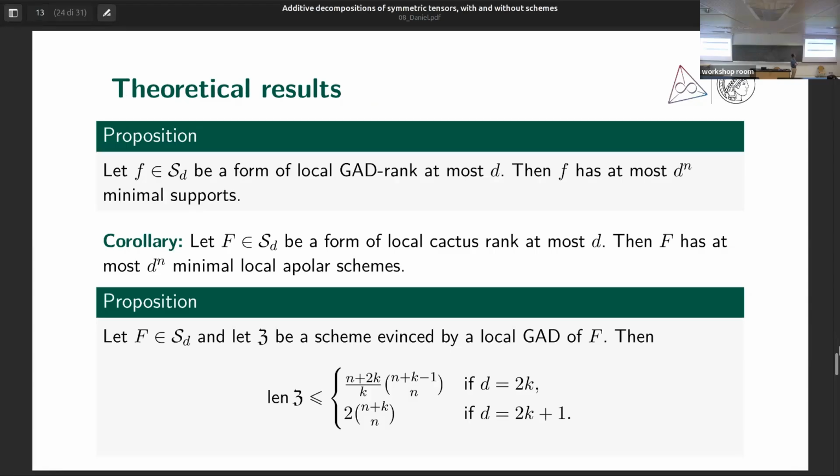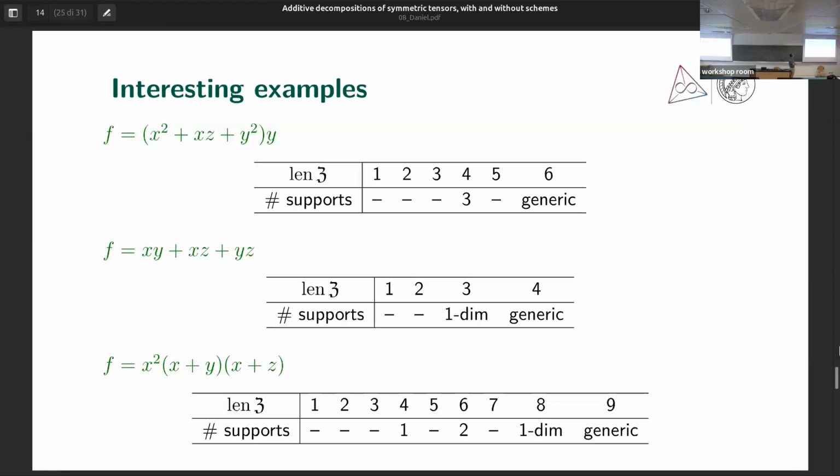We have some theoretical results. So, for example, we bound the length of this possible local decomposition from above, and we prove that when the rank is small enough, then the number of minima supports is finite. And when the number of minimal supports is finite, we prescribe a way to compute those decompositions. But maybe instead of talking about the computational aspect, let me finish with those examples.